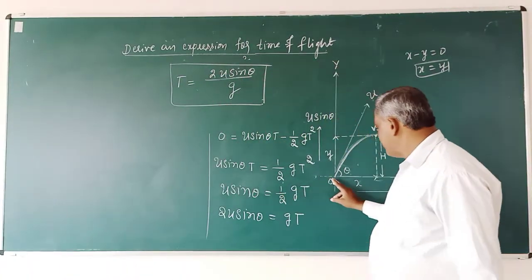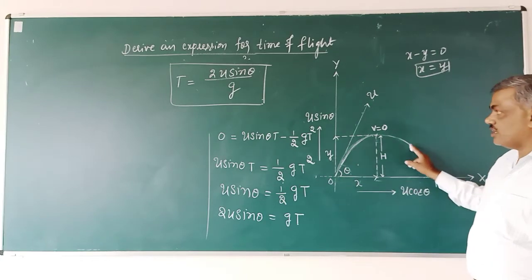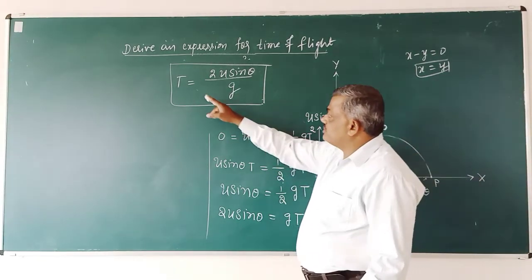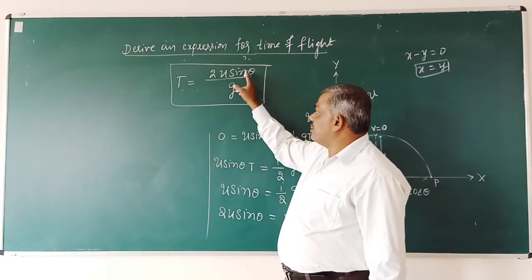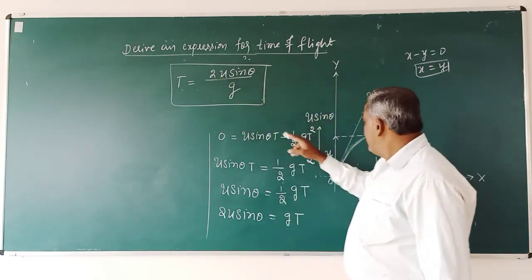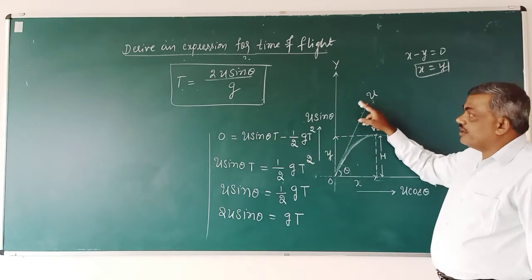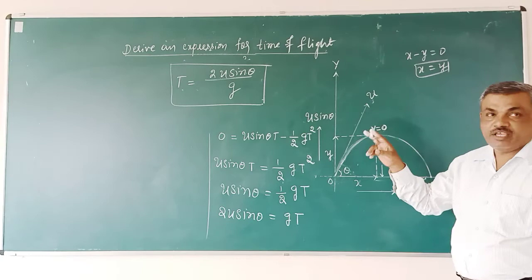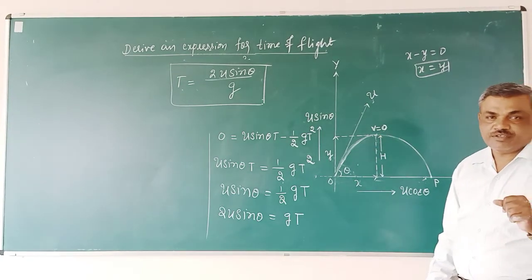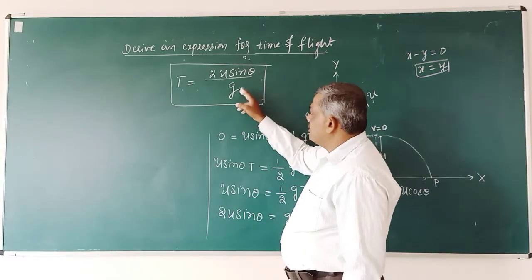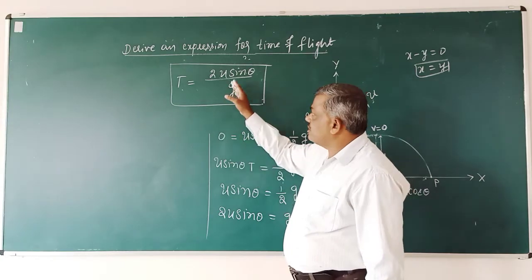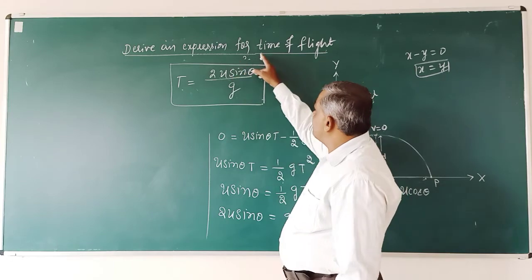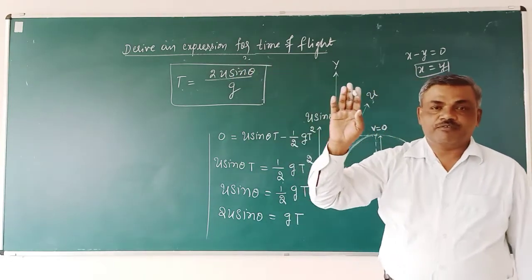The time taken by the projectile to reach the ground is called the time of flight. How to calculate the time of flight? T equals 2u sin theta by g, where u is the velocity of projection, theta is the angle of projection, and g is the acceleration due to gravity. Substituting u, theta and g in this equation, we finally calculate capital T, the time of flight.